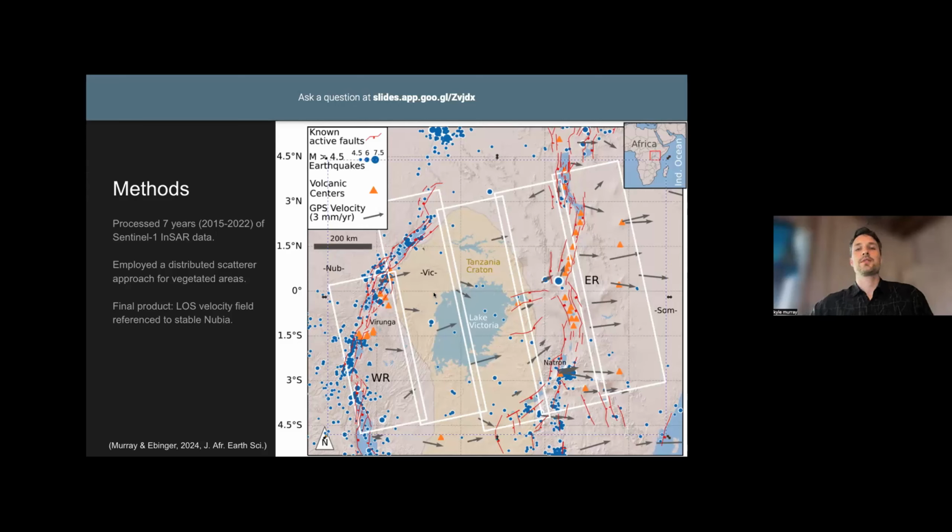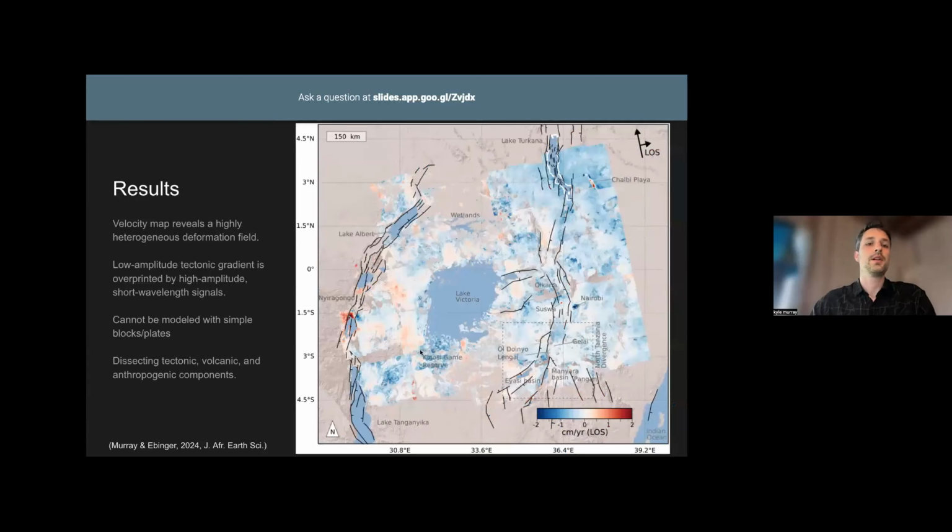Another challenge was all the vegetation. A lot of this area is highly vegetated, especially in the west, which can reduce coherence and add a lot of noise to the measurements. So this work required a lot of careful processing techniques, which I will save for a different talk.